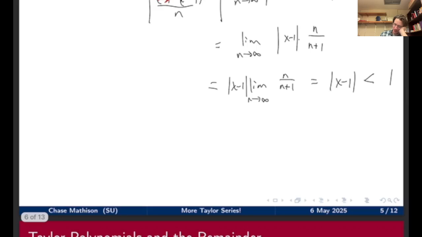And so the radius of convergence looks like 1, which we kind of guessed from looking at the graph. And so now we just need to know what's happening at the endpoints. This tells me that the interval of convergence looks like 1 minus 1 to 1 plus 1. So it's between 0 and 2, right? 1 minus 1 is 0, 1 plus 1 is 2. So I need to check what happens at x equals 0.